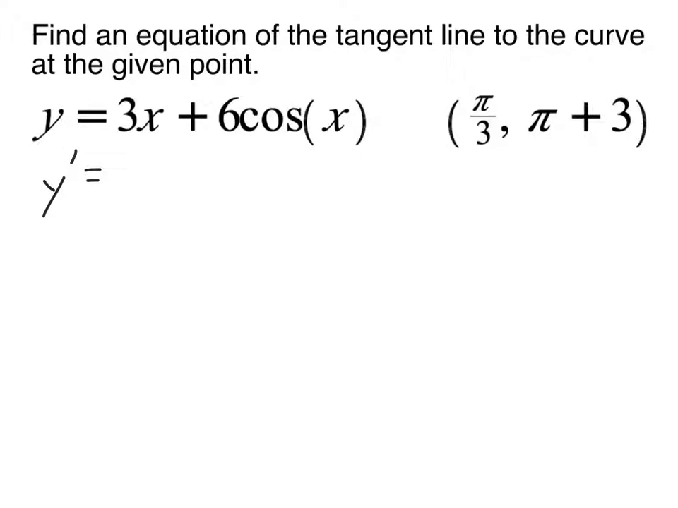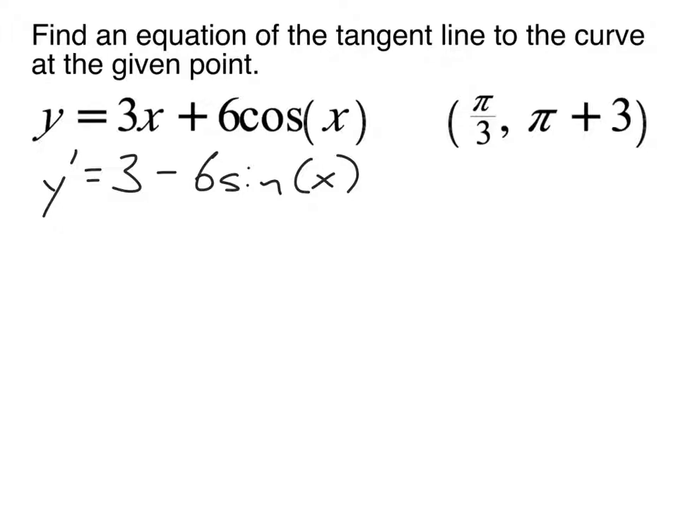So notice here we have addition of a couple functions, so I can just find the derivative of each of those functions individually. No special rule needed. The derivative of 3x, of course, is just 3, plus the derivative of 6 cosine of x. Well, that's going to be 6 times the derivative of cosine, and the derivative of cosine, of course, is negative sine. And since it's negative sine, I'm going to turn that plus into a minus in between them. So it'll be minus 6 sine of x. So now that's my derivative function.